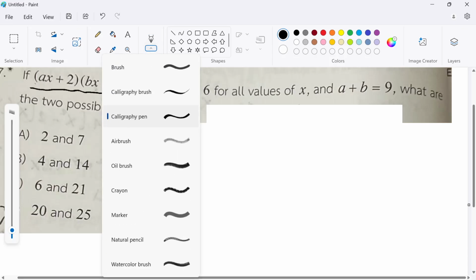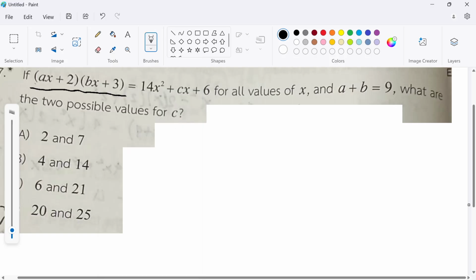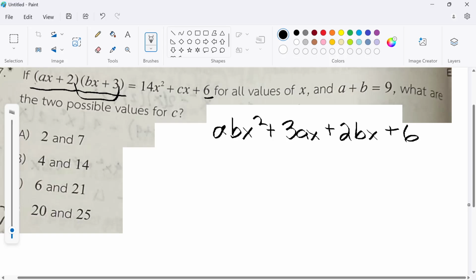That's what I do when I have two binomials. I FOIL them. First times first, ax times bx is abx². Outside times outside, ax times 3 is 3ax. Inside times inside, 2 times bx is plus 2bx. And last times last, 2 times 3 is 6. Now notice, here's a 6, here's a 6. They match. And that's just a reminder that this is polynomial equivalence.